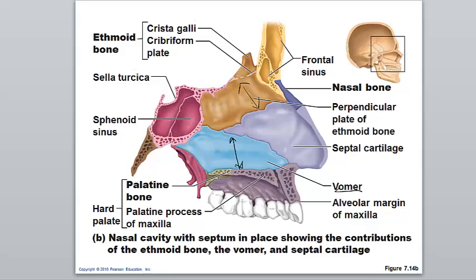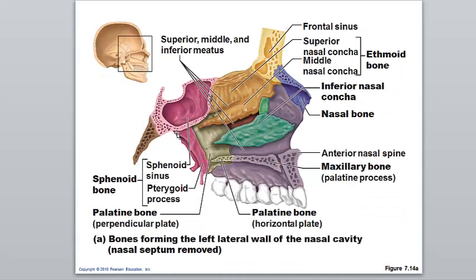So this probably, when it is fusing together, gets deviated, and this is what they're fixing. The septal cartilage, the perpendicular plate of the ethmoid bone, and the vomer itself. Vomer is a single flat bone that fuses with all the other structures. So there's a lot of chances of deviation of the septum. So let's look at the nose.